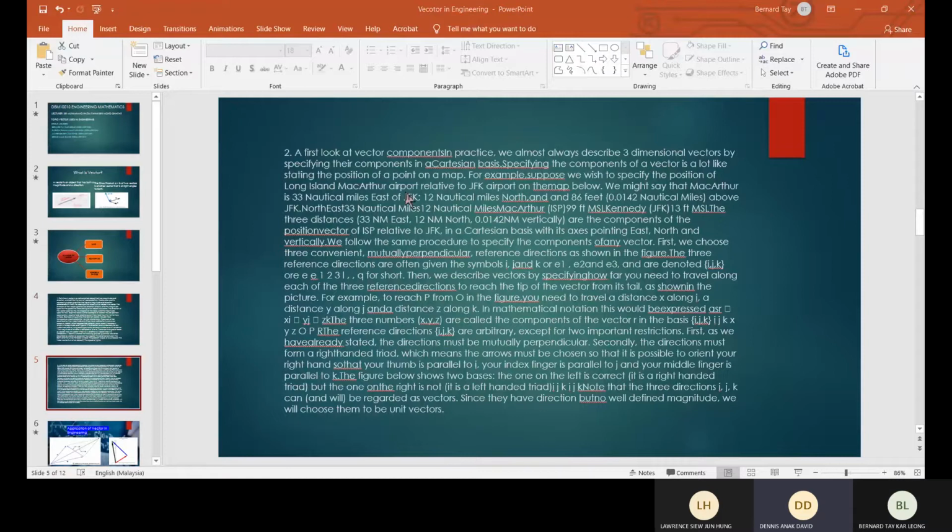Looking at vector composition, in practice we almost always describe three-dimensional vectors by specifying their components in a Cartesian basis. Specifying the components of a vector is a lot like stating the position of a point on a map. For example, we wish to specify the position of Long Island MacArthur Airport relative to JFK Airport on the map below. We might say that MacArthur is 33 nautical miles east of JFK. Just like what I said just now, it is used to find a certain distance from one place to another place. Okay, that's all from me.